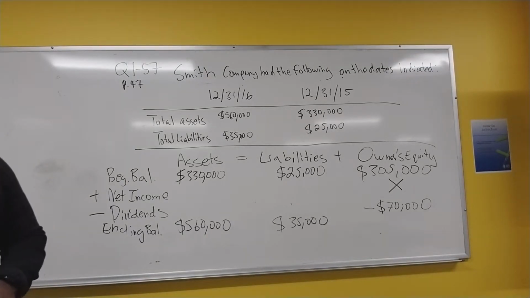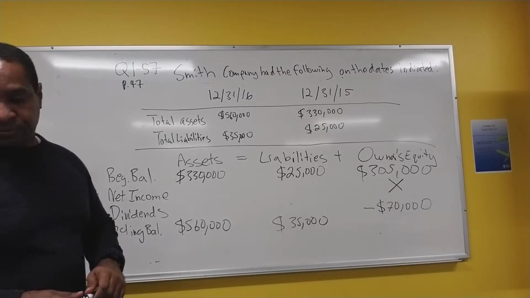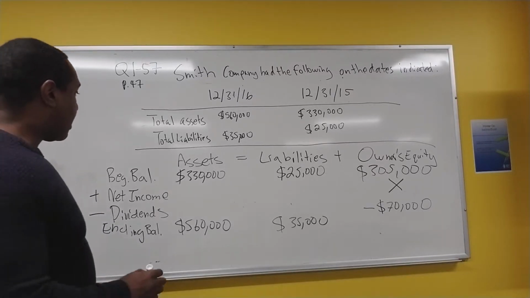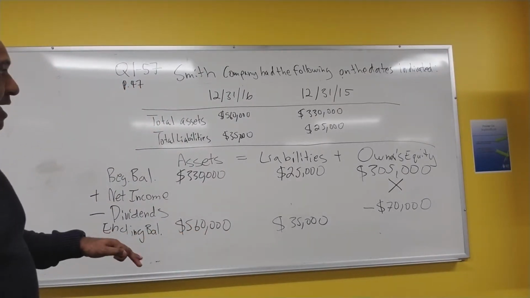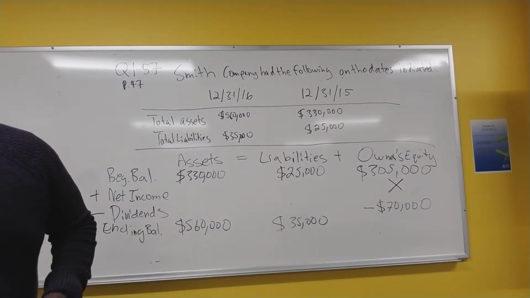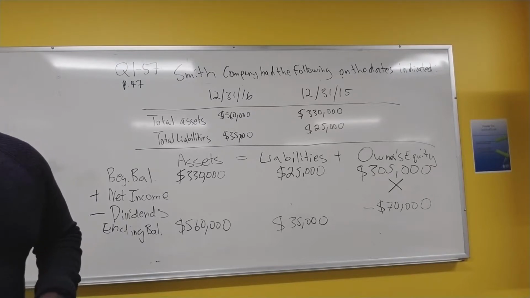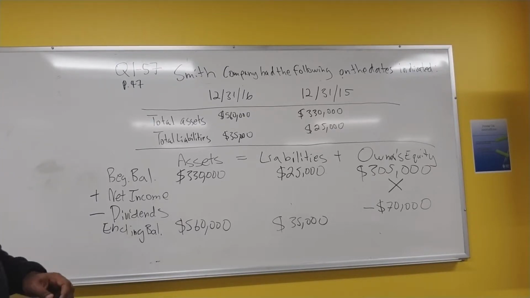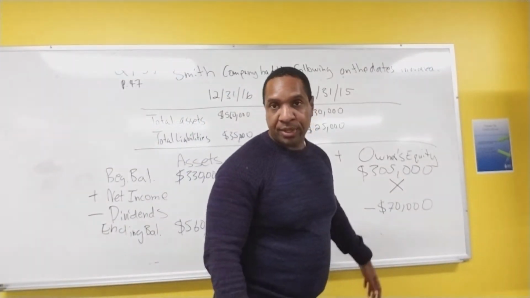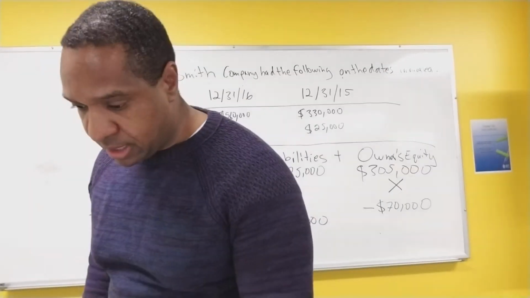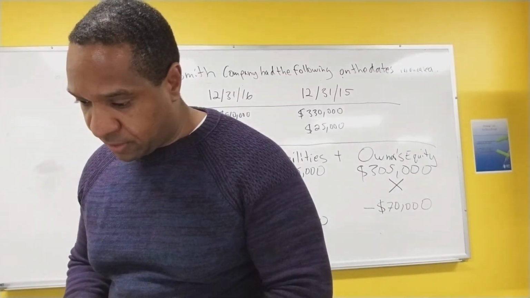So now we've got our assets, so we know this. We've got our assets, we've got our liabilities, and what we need to figure out is what goes over here for this owner's equity. That's what we've got to look at.